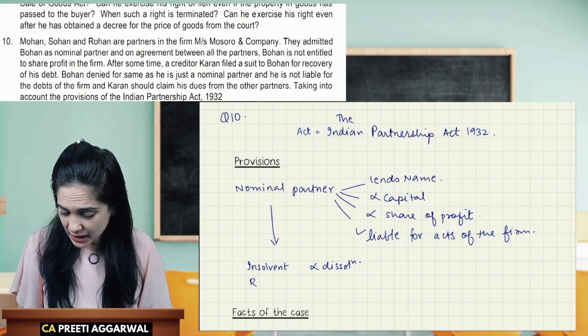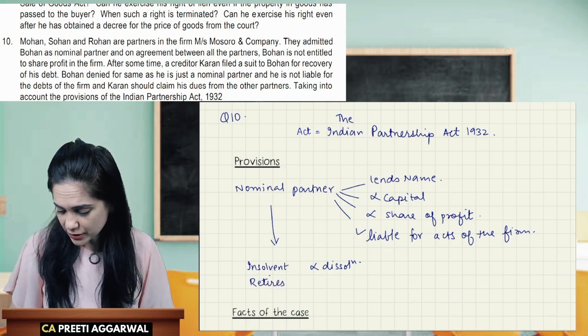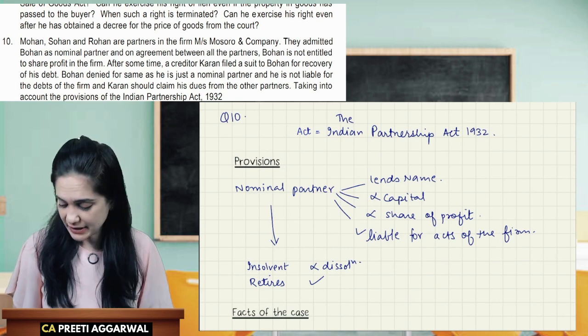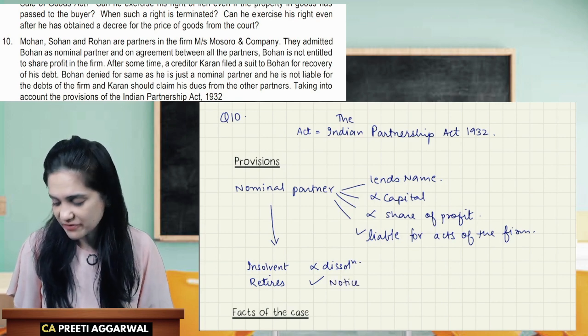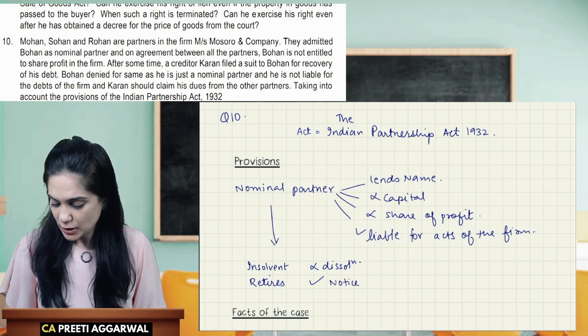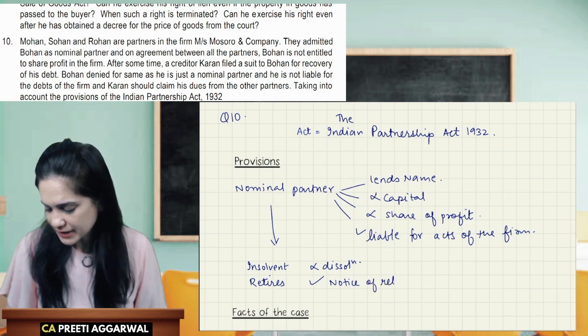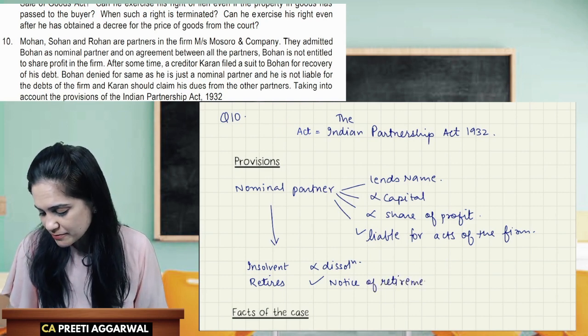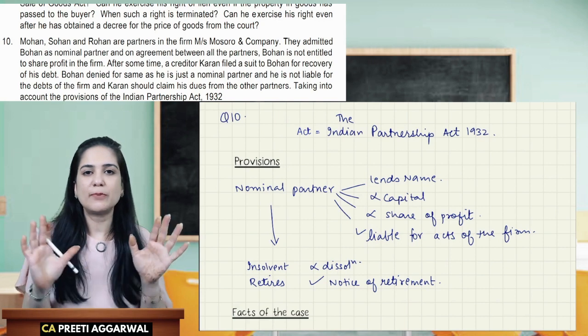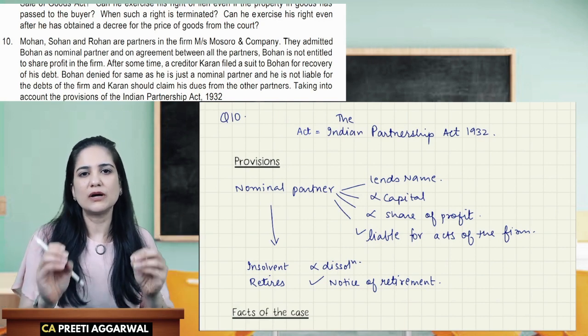But what if he retires? Then do you need to give a notice of retirement? Yes, we need to give a notice of retirement because everybody is aware that he is a partner. So we need to give notice of retirement. So I have mentioned over here every possible detail about a nominal partner.